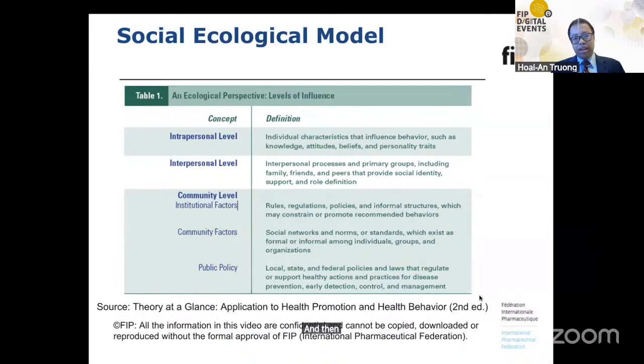And then, of course, there are many other levels, public policy, and at a different level.